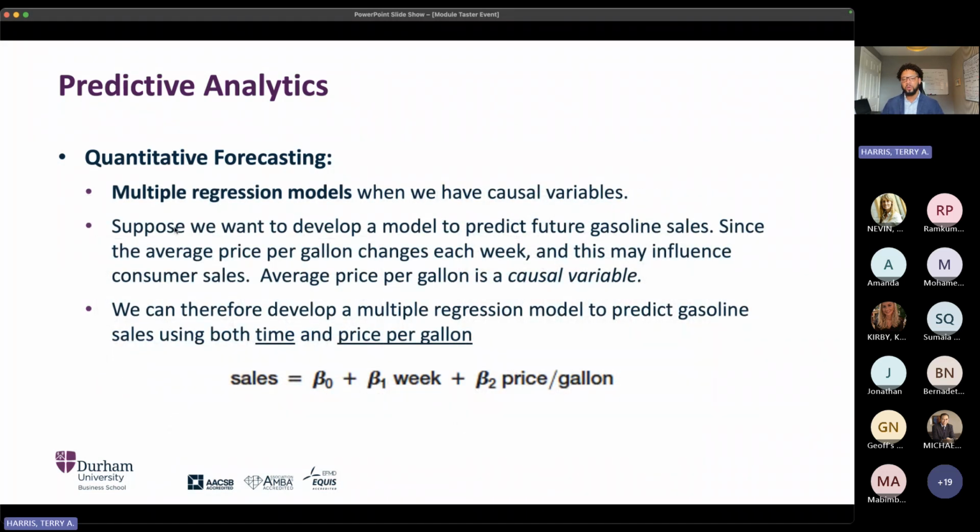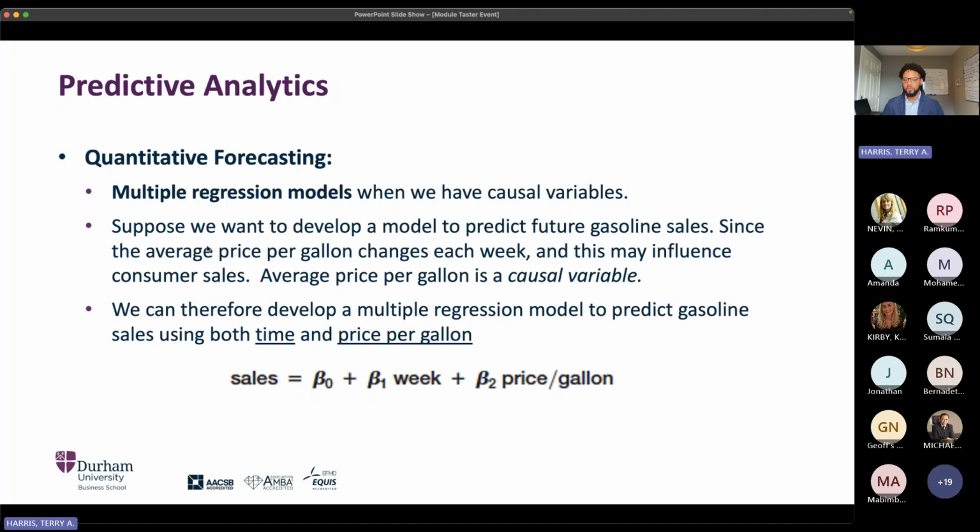We also implement multiple regression models if we suspect that we have a causal relationship between some variable X and the outcome Y. So when we have some factor or feature that we think has a causal relationship with the outcome that we care about, we can also build a multiple regression model where we include that factor or feature on the right-hand side of the equal sign.